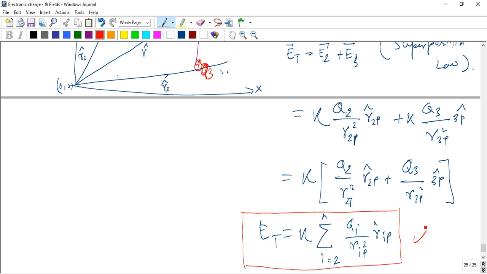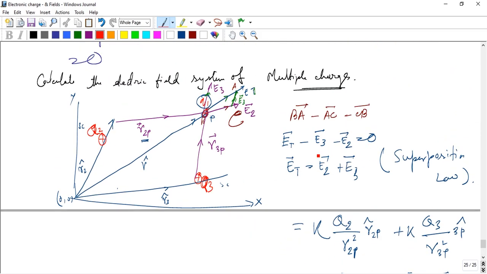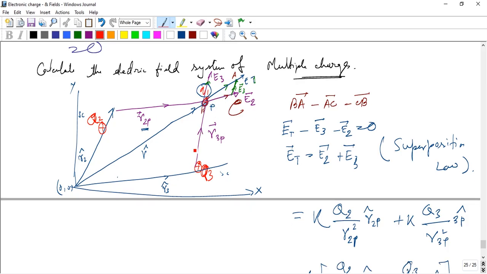Okay, there is a system of multiple charges. How to calculate the electric field? That is a vector. If I choose plus, minus, all that is very easy. If you know vector algebra, then you can solve it very easily.